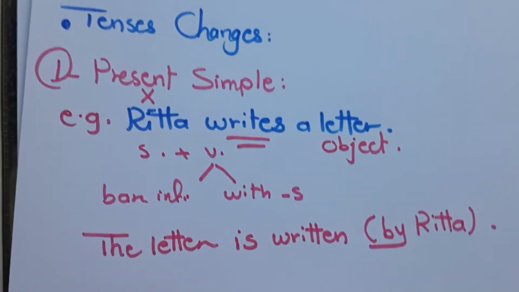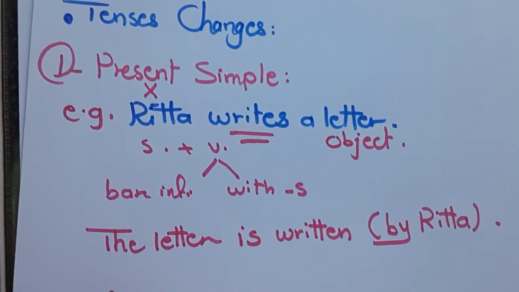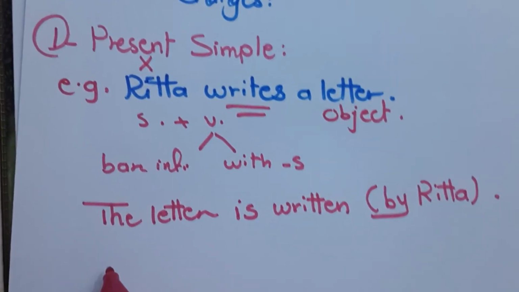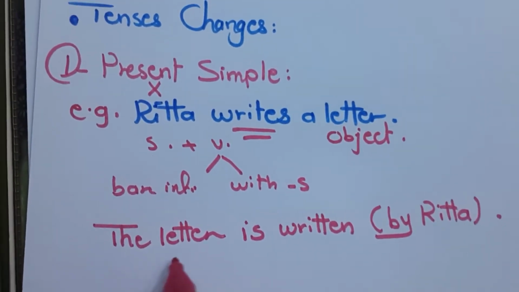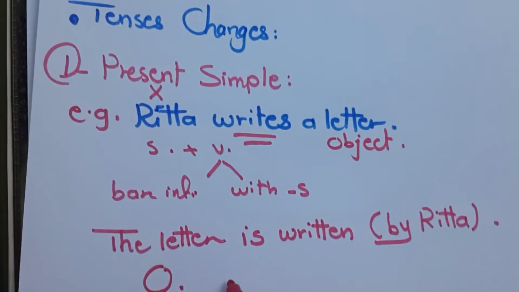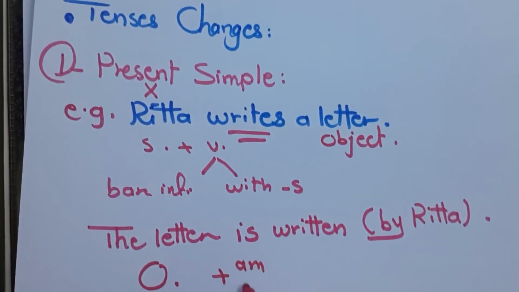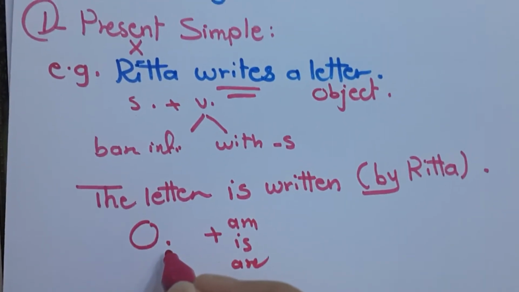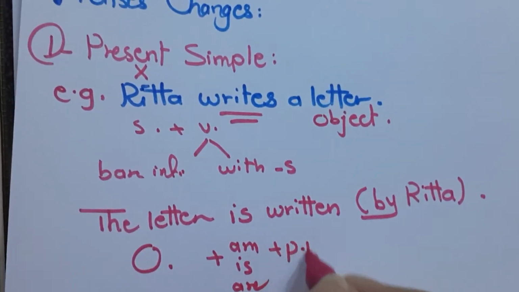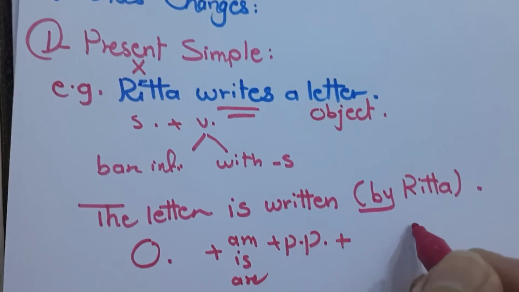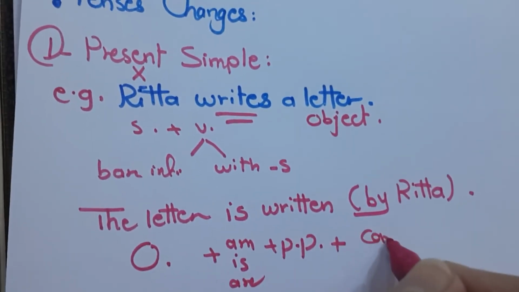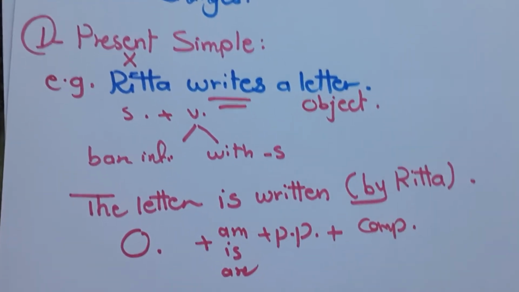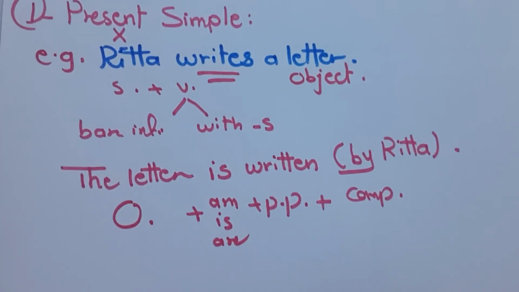So, any sentence in the present simple can be transformed into passive voice following this rule: object, am, is, or are, according to the type of object, followed by the past participle, and then you can put the complement that contains the subject if you want, preceded by by.